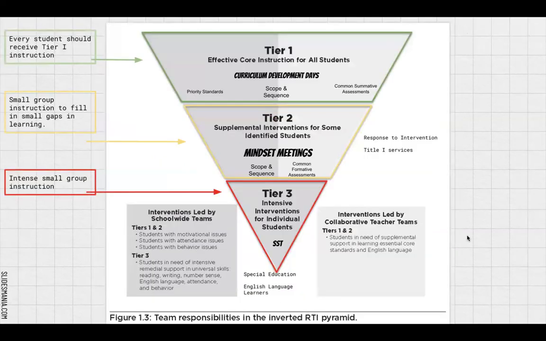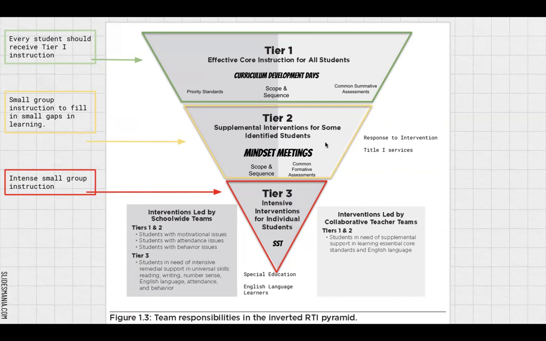At the Carthage Intermediate Center, this is a pyramid that they use. They flipped it upside down to show we're working from the top and working our way down. Here we see that all students are getting that tier 1 instruction. They're all working on curriculum, those priority standards. The tier 2 instruction is where students are going to be in small groups to fill in the gaps that might be missing. And then tier 3 is that intense small group instruction.